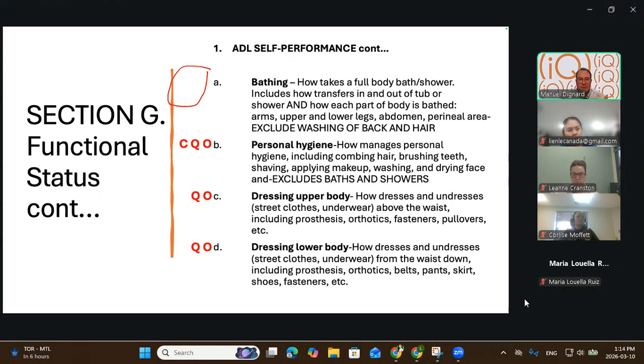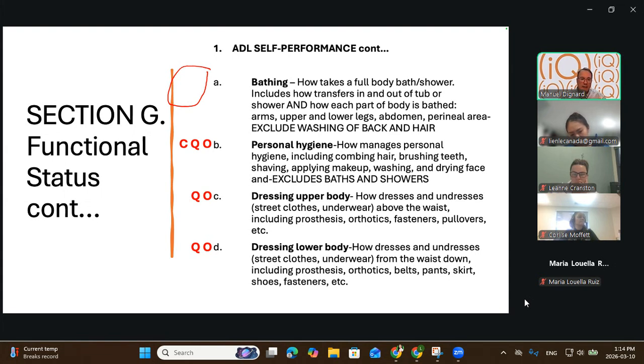So it captures how the resident performs their full body bath or shower. It includes how they get in and out of the tub and shower and how each body area is washed. Arms, legs, chest, perineal area, etc. And again, same as with the CCRS, be sure to exclude washing of the back and hair. And I don't know why they put that there. If someone needs help with something, it's usually the back or the hair. But anyway, they've removed that from there.